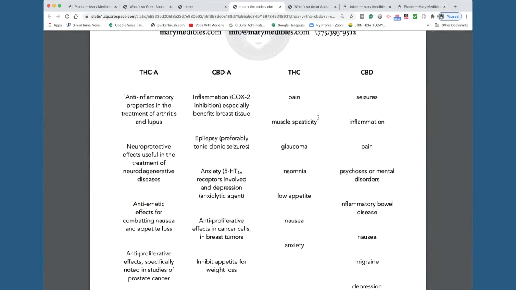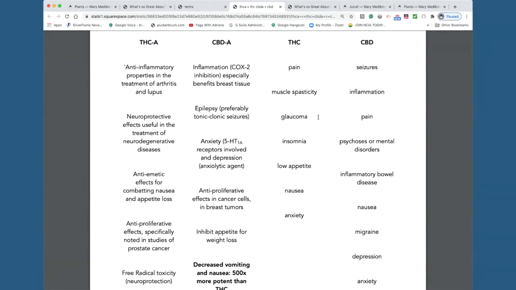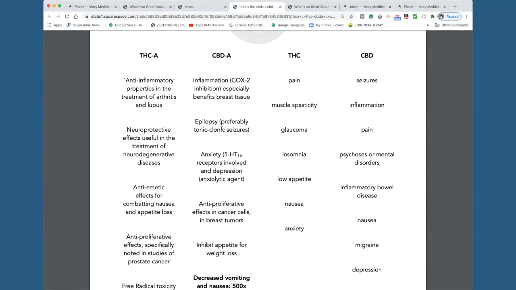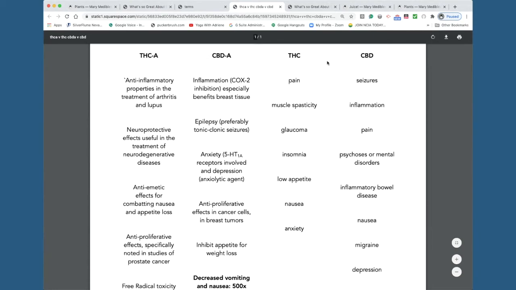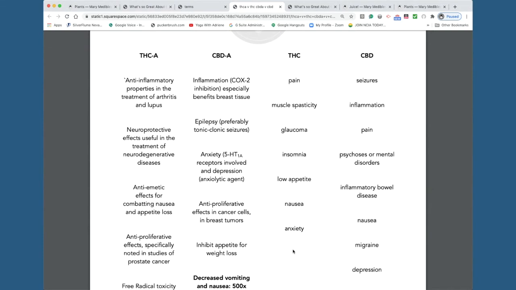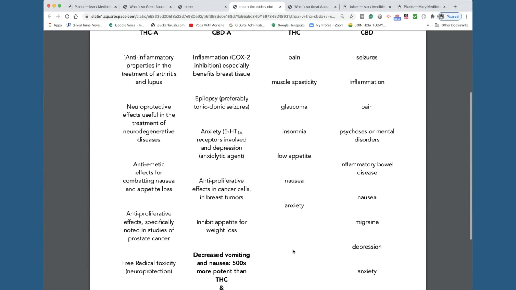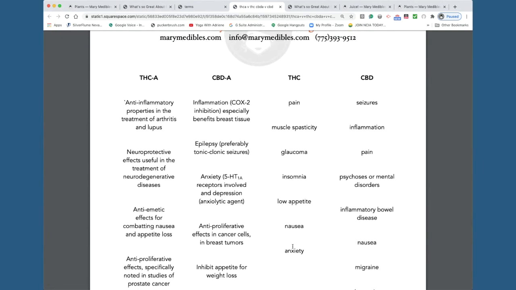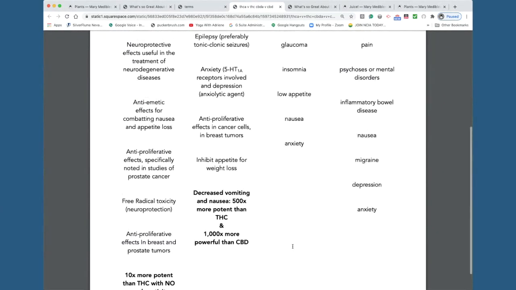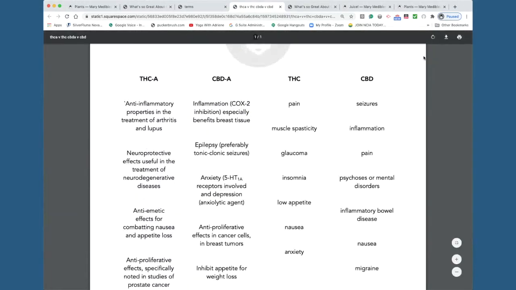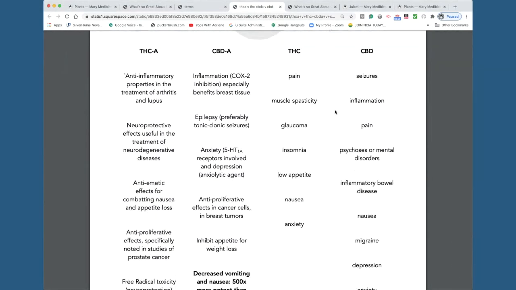So you can use this menu about the THCA, CBDA, THC, and CBD. You can use this PDF as almost a menu to say, okay, what do I need? What do I need it to help with? And then you can pick from here and determine what cannabinoid you would like to incorporate. I hope this shows why incorporating raw cannabis is beneficial.